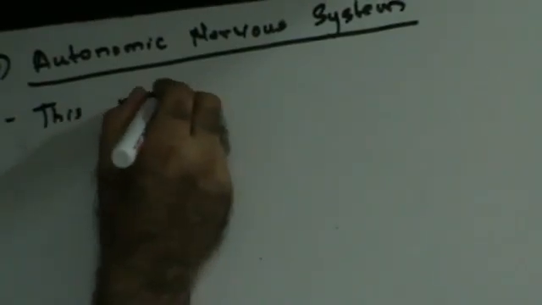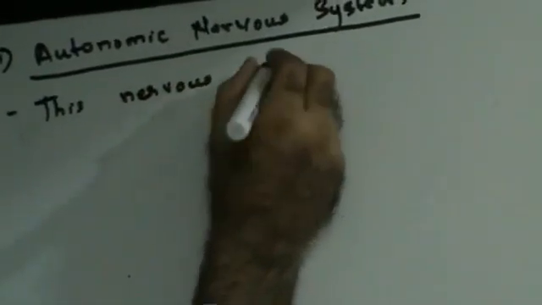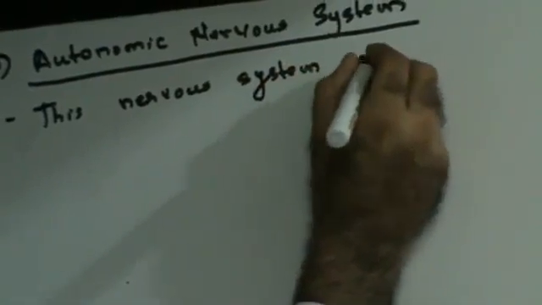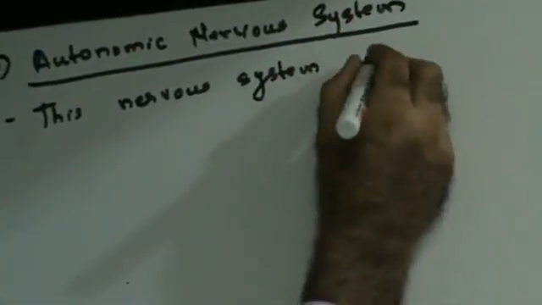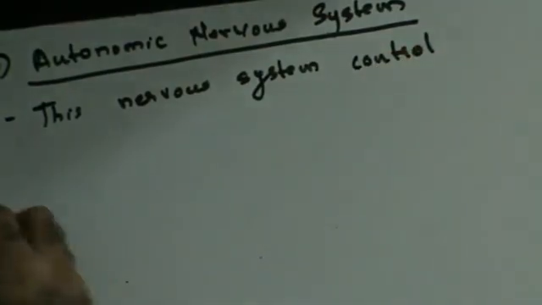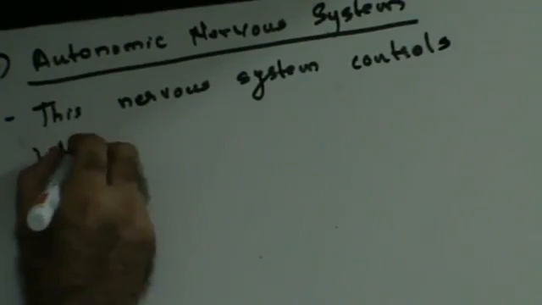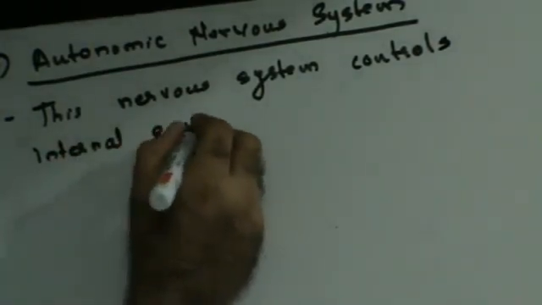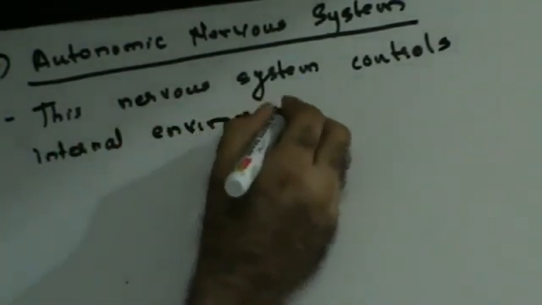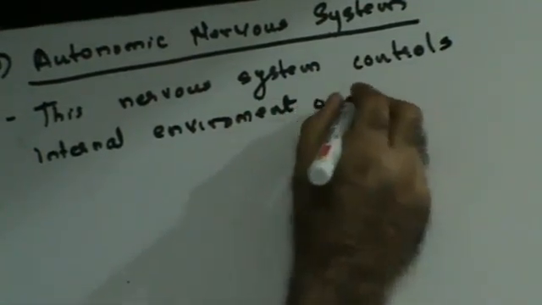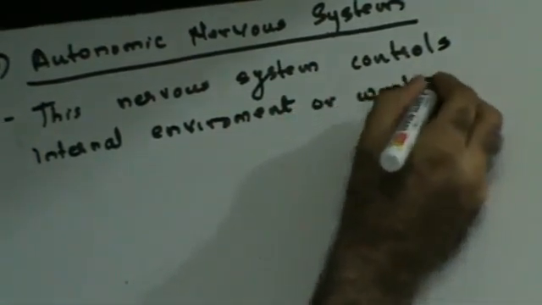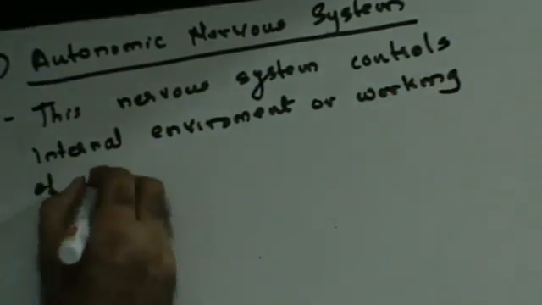This nervous system controls the internal environment, as in, I could say, the working of the visceral organs.